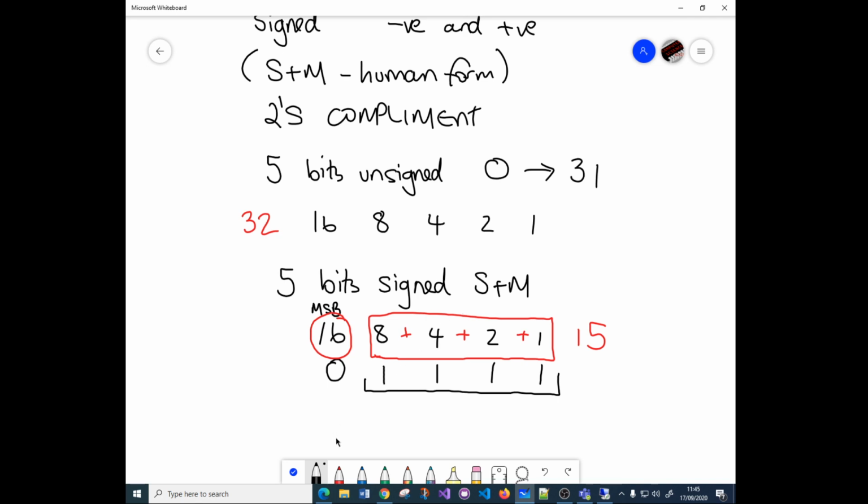In sign of magnitude? Negative. Oh, it is just that bit flipped, isn't it? So it's the same magnitude. So as a negative one, you'd say 1, 1, 1, 1, 1. And we go, oh, that's minus 15.